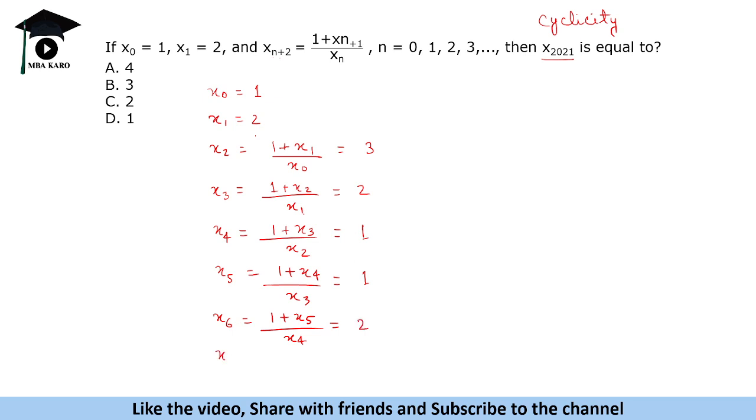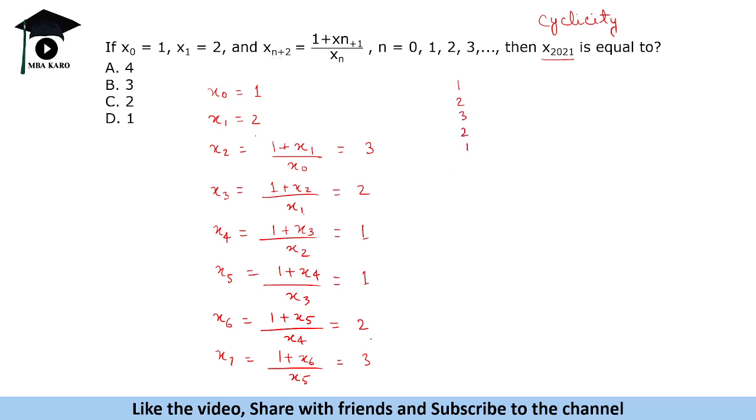So x7 we'll find out as 1 plus x6 by x5. So that is 1 plus 2, that is 3, 3 divided by x5, which is 1, so 3. So do we see some pattern? The same thing arising again and again. 1, 2, 3, 1, 2, 3 coming up again, isn't it? If you observe the cyclicity, it is basically 1, 2, 3, 2, 1.